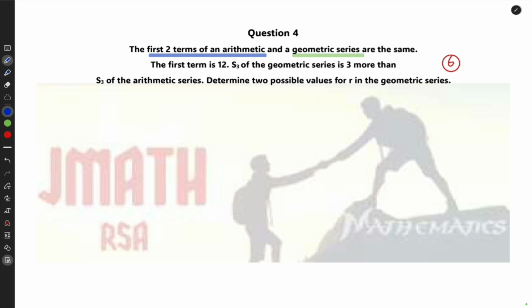Question 4. The first 2 terms of an arithmetic and a geometric series are the same. The first term is 12. S3 of the geometric series is 3 more than S3 of the arithmetic series. Determine 2 possible values for r in the geometric series. Okay, so please don't run away. Don't skip. Let's look at how you would do this question. This comes straight from an exam.